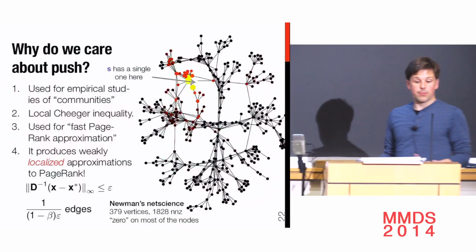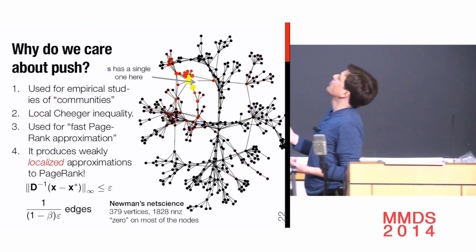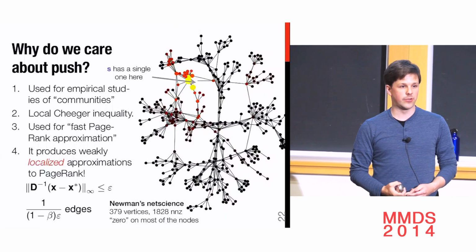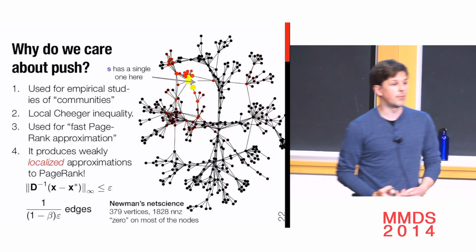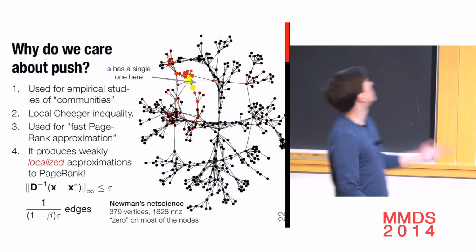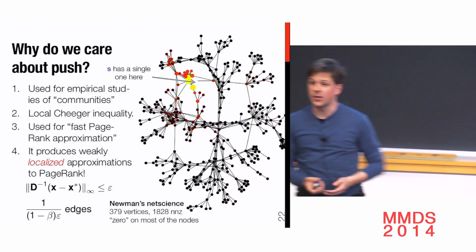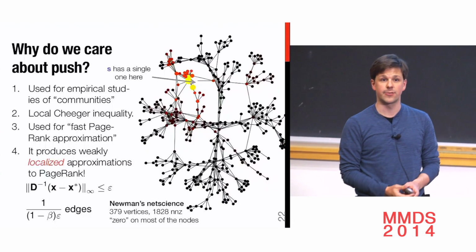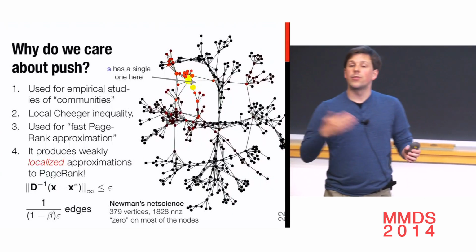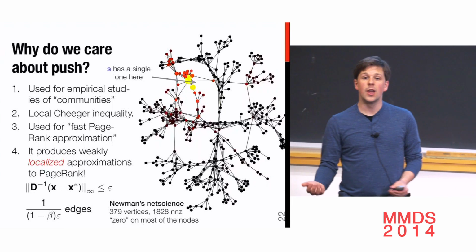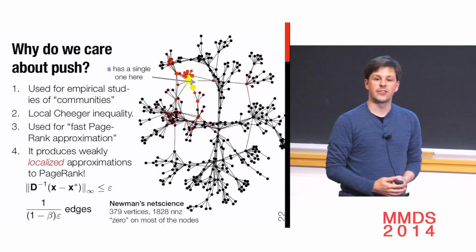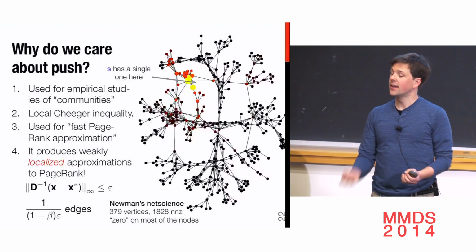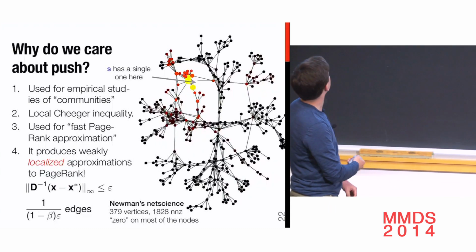So why do we care about push? Well, one reason is it's been used for lots of different studies in the literature. It's used to investigate communities in large networks. The more theoretical reason is you can use it to derive a local Cheeger inequality. We heard a little bit about Cheeger inequalities from Yannis Koutis yesterday. What this does is it gives you something similar, but in a region of the graph that's nearby your seed. So in a large graph, you might not want to look at the entire thing. This gives you a much more refined understanding of it.